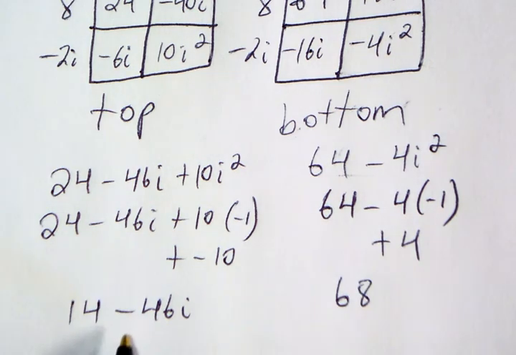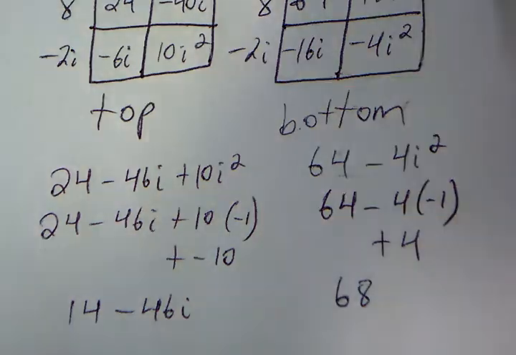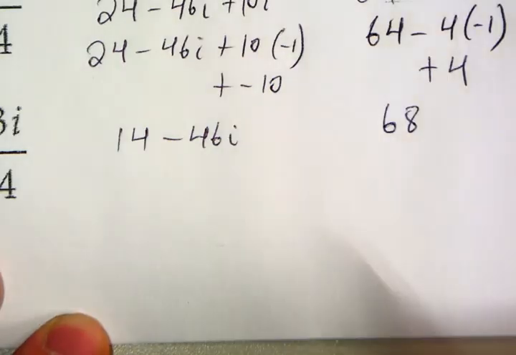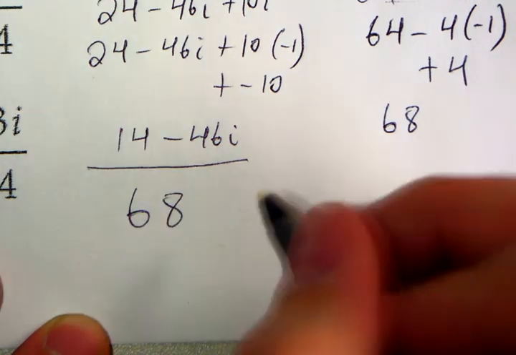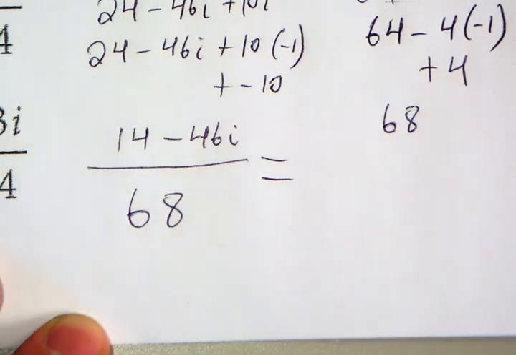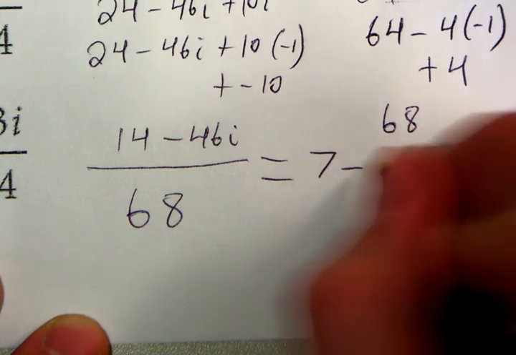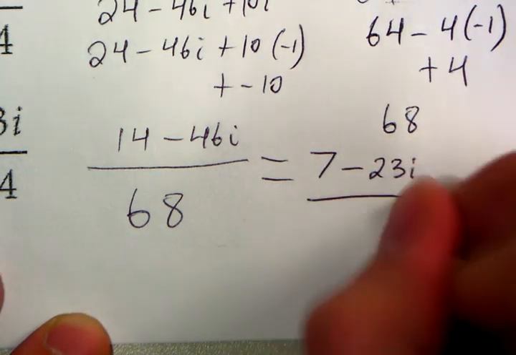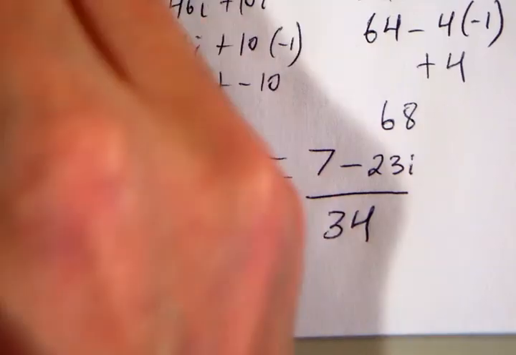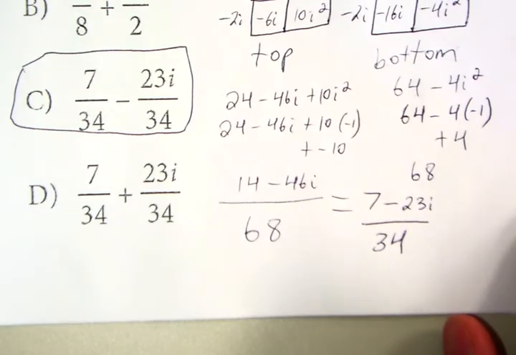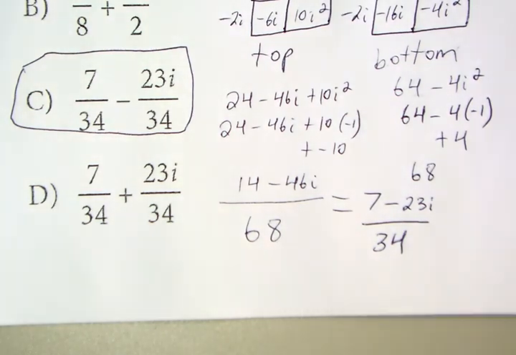Remember, the left is the top of our fraction, and the right is the bottom. So let's go ahead and rebuild it, dividing it by 68. You might notice that all of these numbers are even, which means we can divide them all by 2. That simplifies the fraction, and it becomes 7 minus 23i divided by 34. And you'll notice the only difference between this and our answer, which was letter C, is that they have split the fraction into 2 parts.